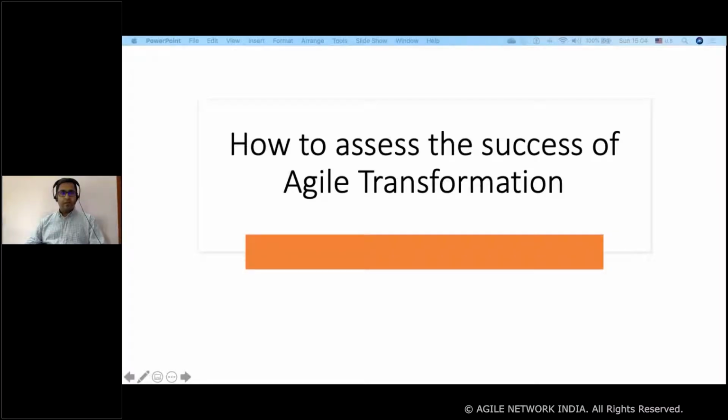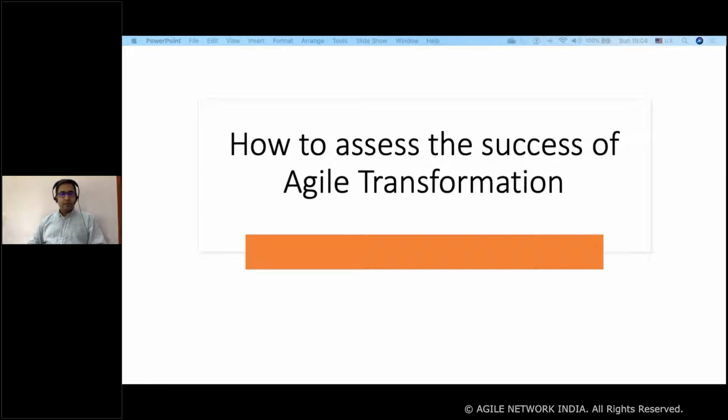Hello, hi Nupur. Hello everyone, very good afternoon. I hope everyone is having a good day. Today we will talk about how to assess the success of agile transformation. As Nupur said, if we are not monitoring or assessing where we are heading, then we will not reach anywhere, right? That's a very important part of the transformation journey.